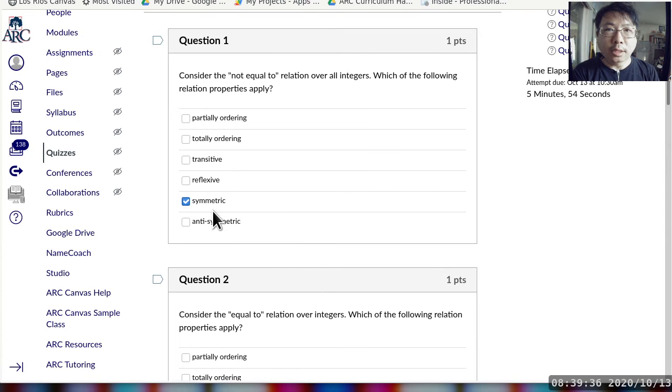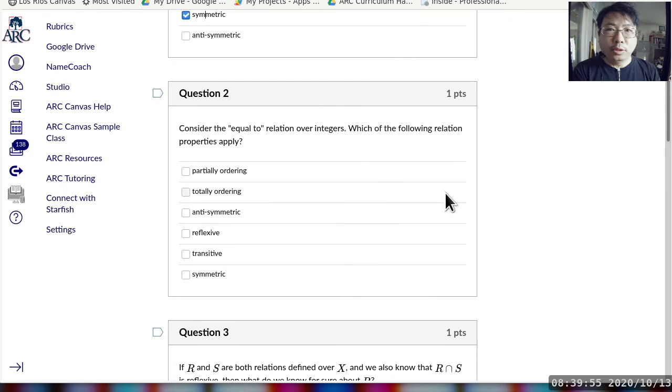So that's why only symmetric is applicable in question number 1. Obviously, to answer these questions, it is important to read, understand, and apply the definitions of all of these things. All right, so let's move on to question number 2.